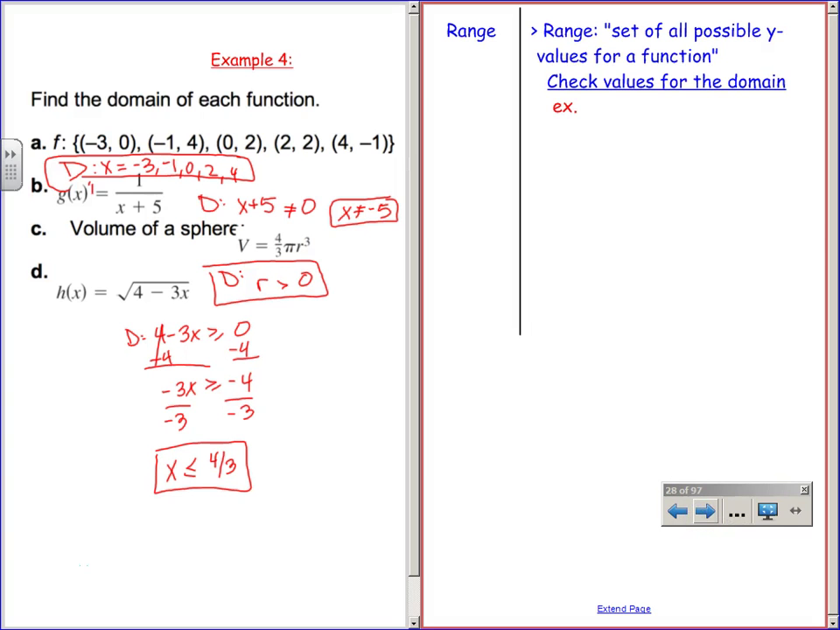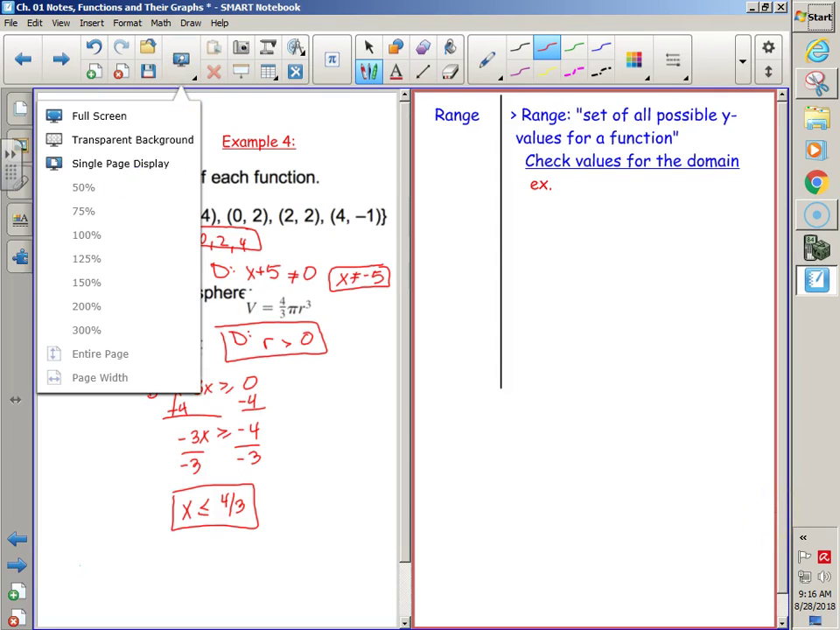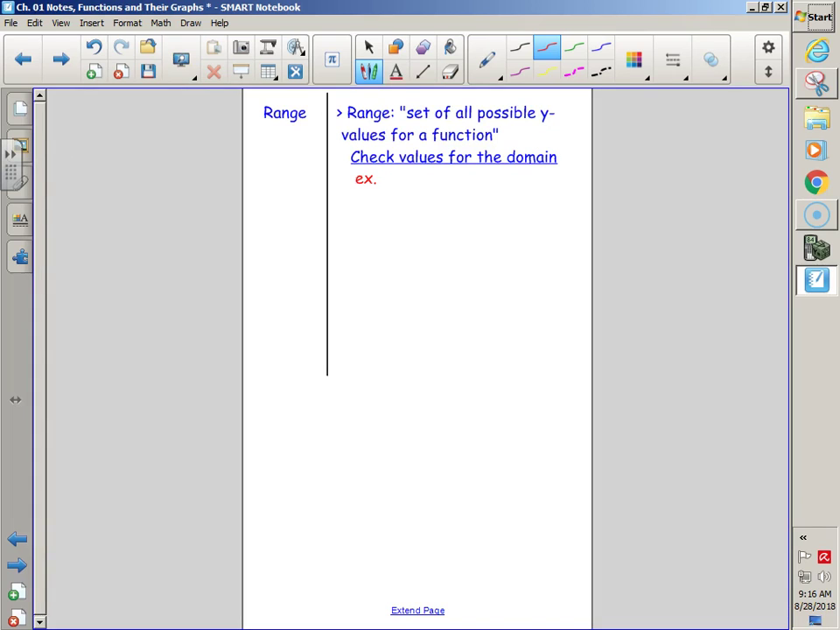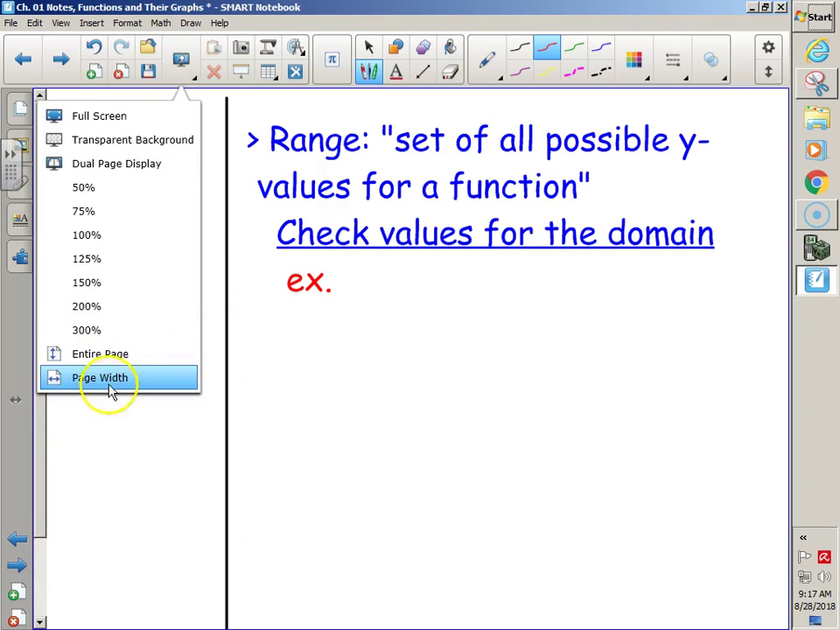So let's go ahead and go on to a new section. Let me go back to one page. So that's domain. All possible x values. How do I remember range or y's?